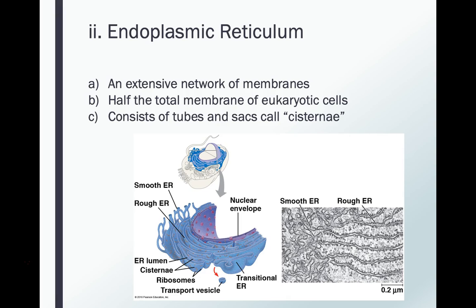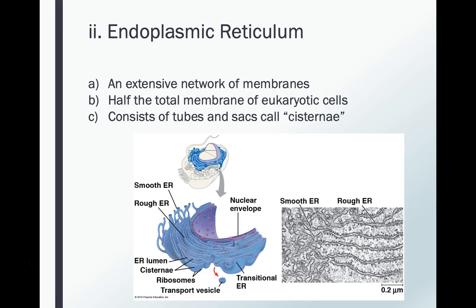And then we have the rough ER that's sort of folded. I feel like they look like pita pockets in this picture. These folded pockets of membrane with little yellow or orange dots on them, those are the ribosomes. They are stuck into the rough endoplasmic reticulum, and they're called rough because the ribosomes give them the appearance of being rough.